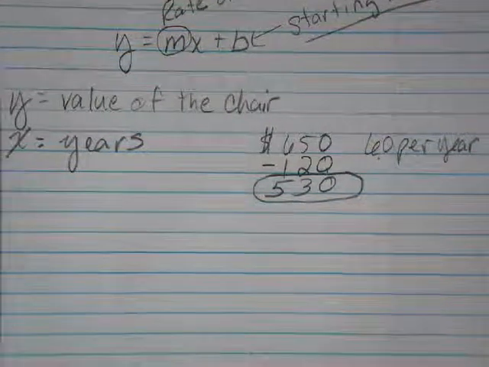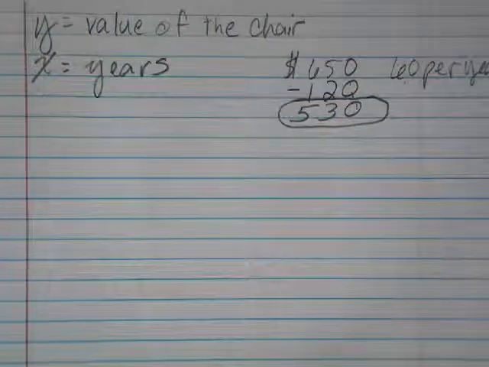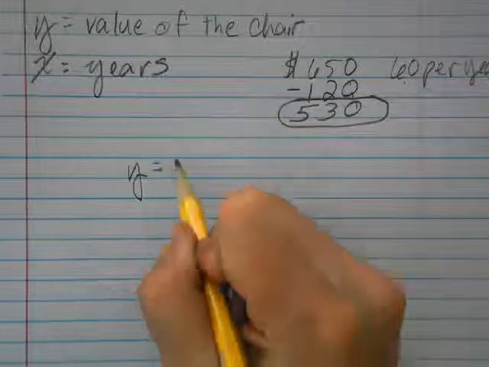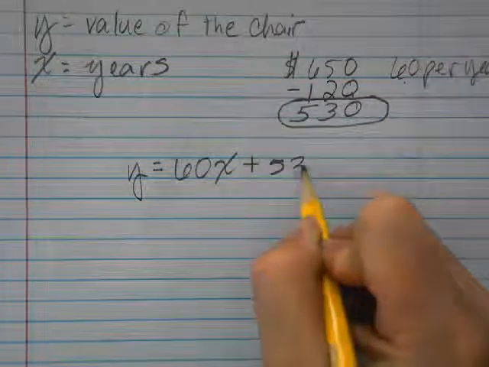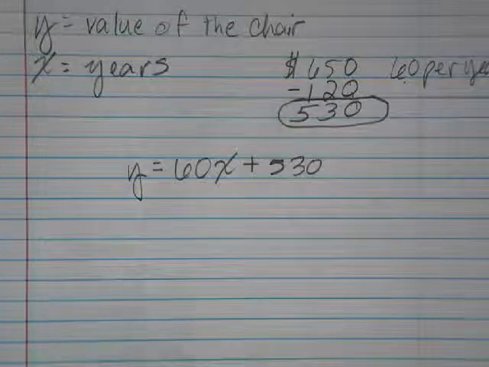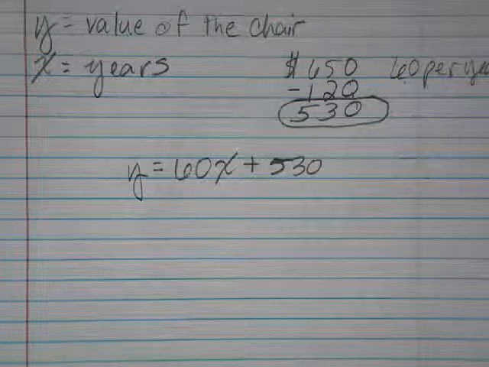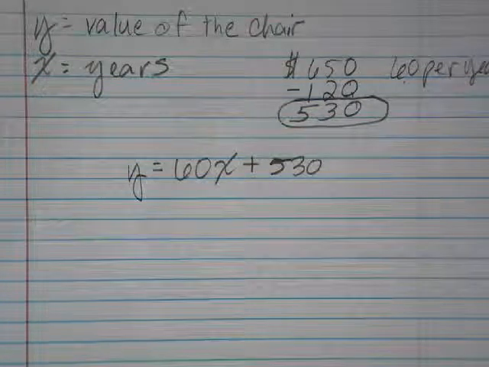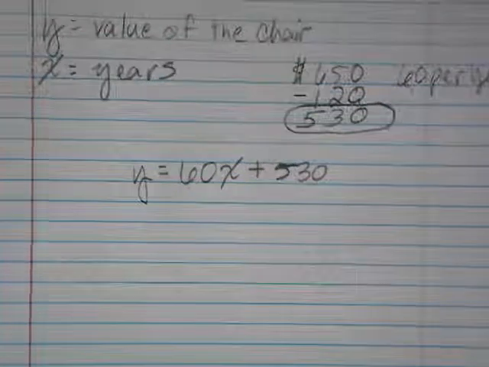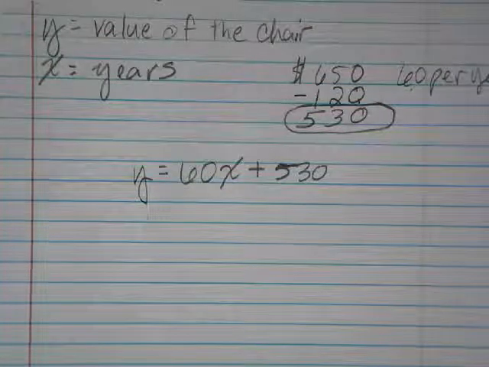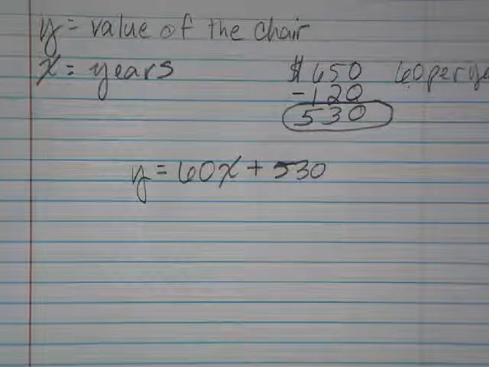Let me plug all these numbers in. Okay, so now I have y equals 60x plus 530. And it wants to know what the value will be in 10 years. You always have to be careful about figuring out what the question is actually asking. You could do a lot of correct math, but if you're not giving the right answer, you're not going to get it marked right. So it wants to know the value in 10 years.